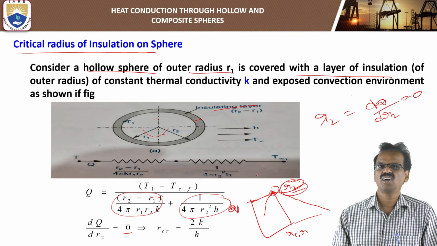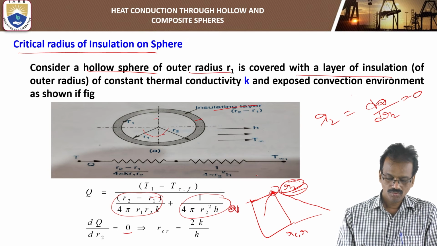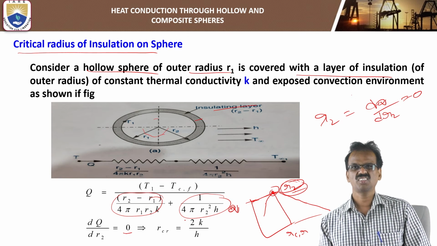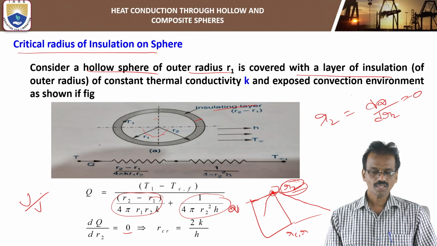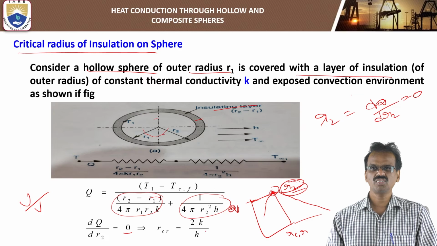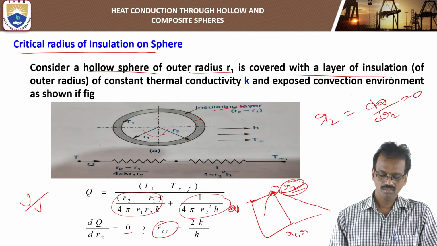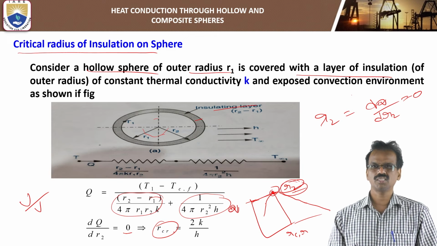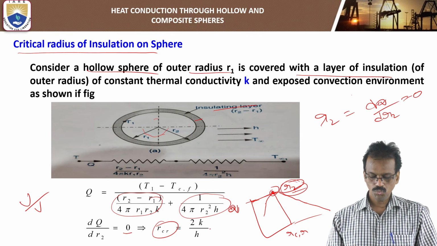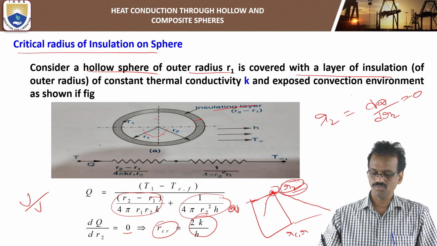If you solve this using the u by v derivative method, you will get the final formula: R2, or RCR, the critical radius of insulation, is equal to 2K by H. You have to remember this formula.